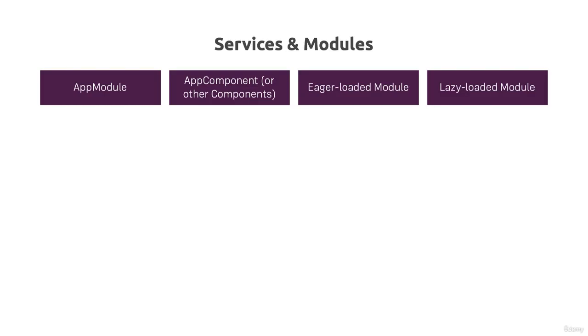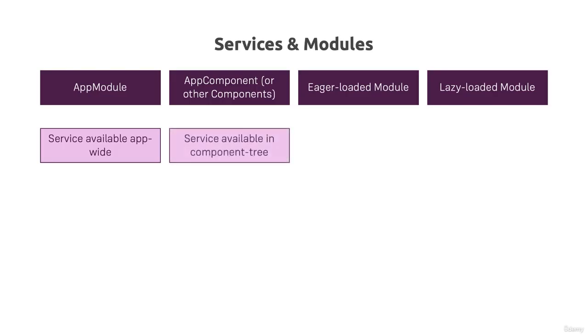Now, when you provide a service in the app module or with providedIn root in @Injectable, the service is available application-wide. And with the service, I also mean the same instance of that service is available application-wide. You're always working with the same singleton instance. If you provide a service in a component, no matter if that's the app component or another component, then that service is only available for dependency injection inside of that component tree. And then all these components will again share the same instance, but we're talking only about that component tree.